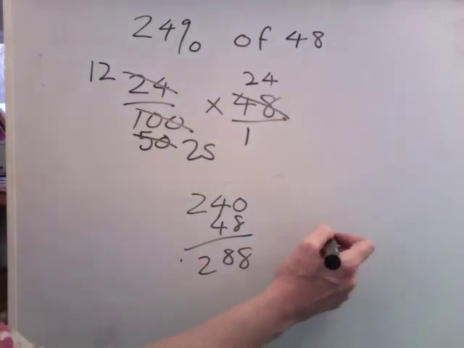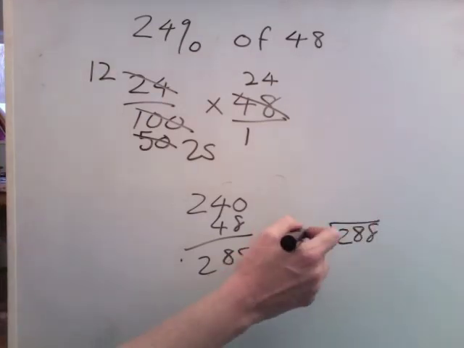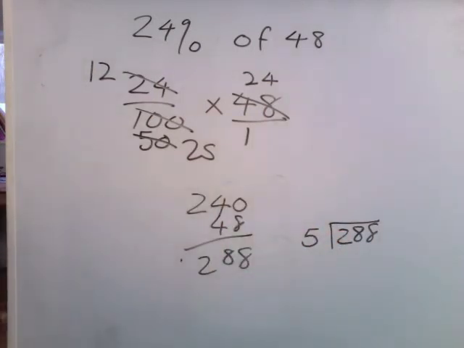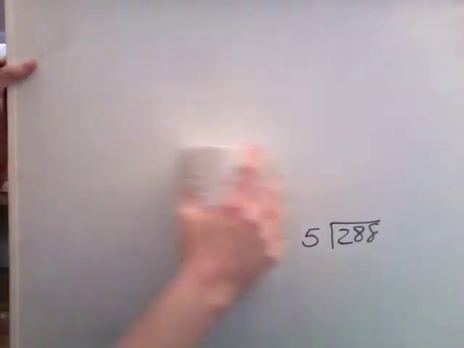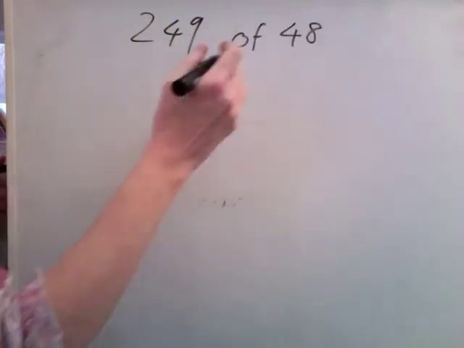So 288 divided by 5. No, that's not right. Do that again, sorry. 24% of 48.